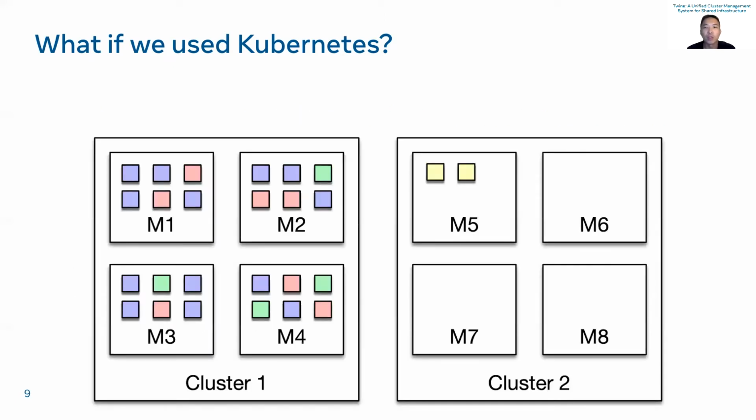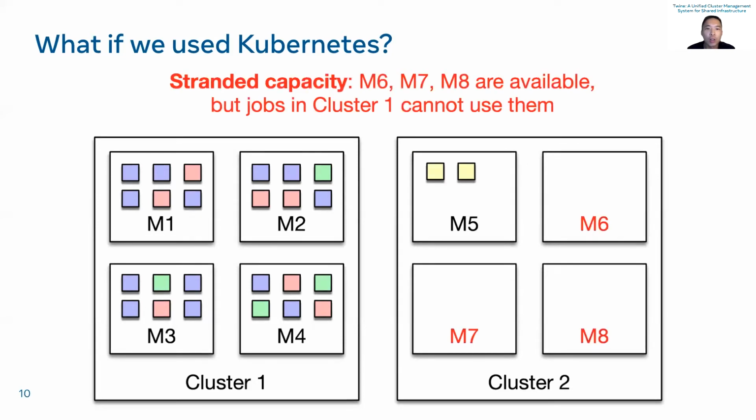Typically, machines are statically assigned to clusters, and this can result in inefficiency. In this example, machines 6, 7, and 8 in cluster 2 are underutilized, while cluster 1 is at capacity. Even though these machines are free, jobs in cluster 1 cannot easily use them because the jobs are bound to individual clusters. We call this inefficiency stranded capacity, and this is a result of static assignment of machines to clusters. Ideally, a cluster management system would make it easy for job owners to reuse available capacity wherever they might be.